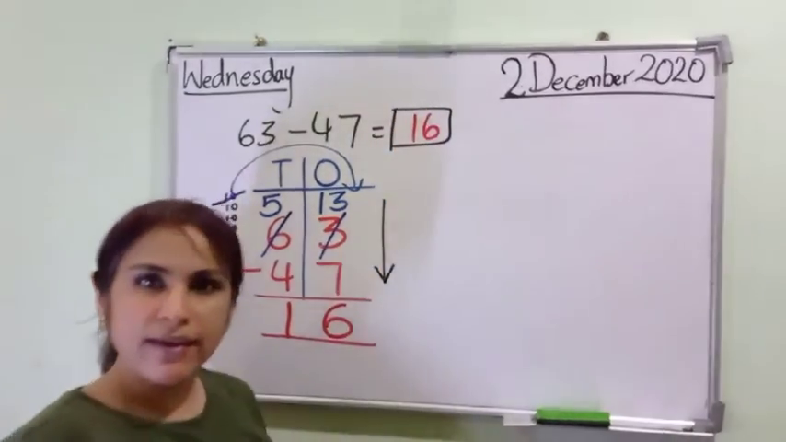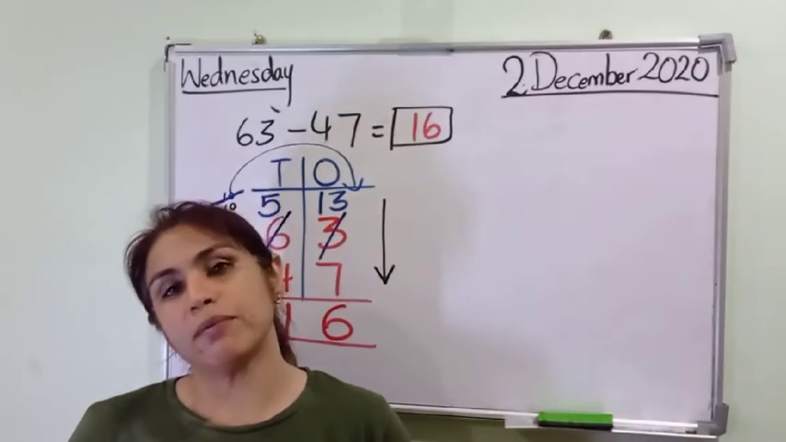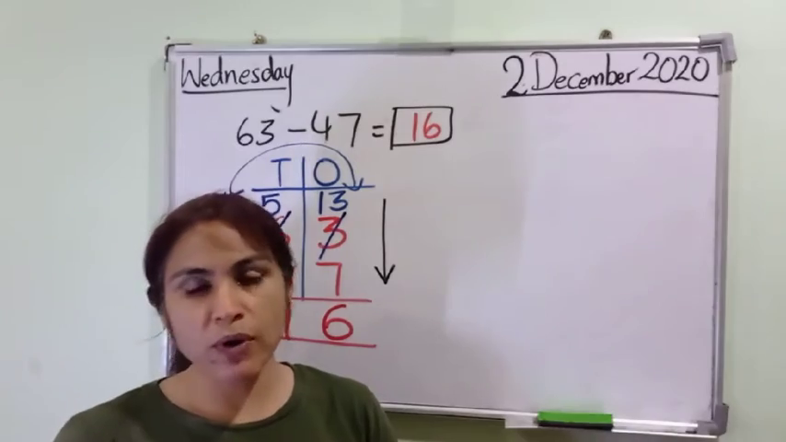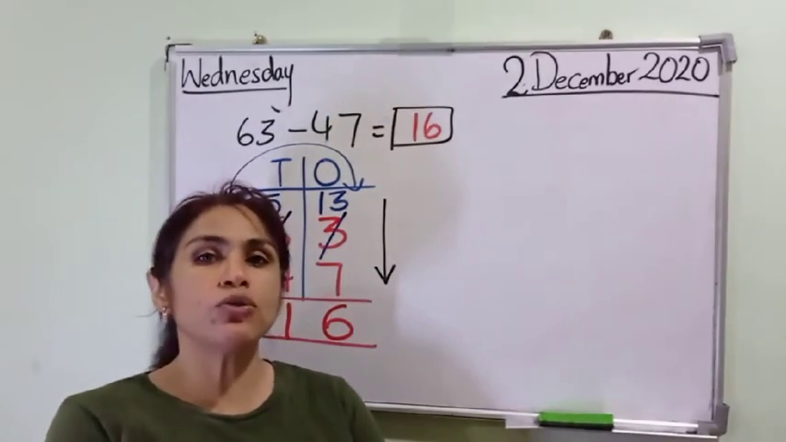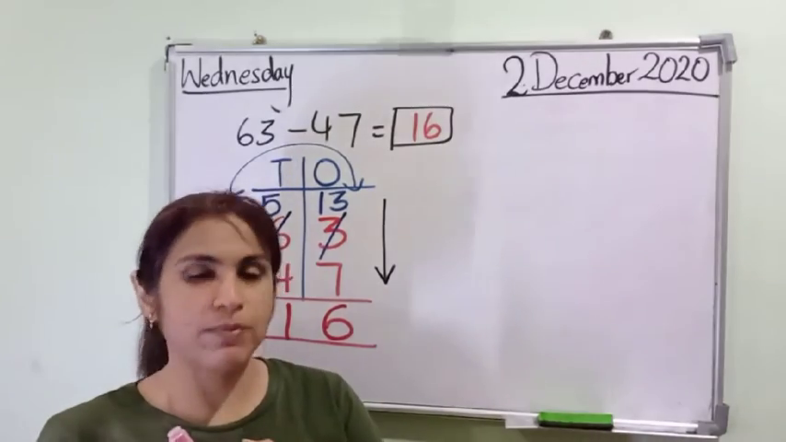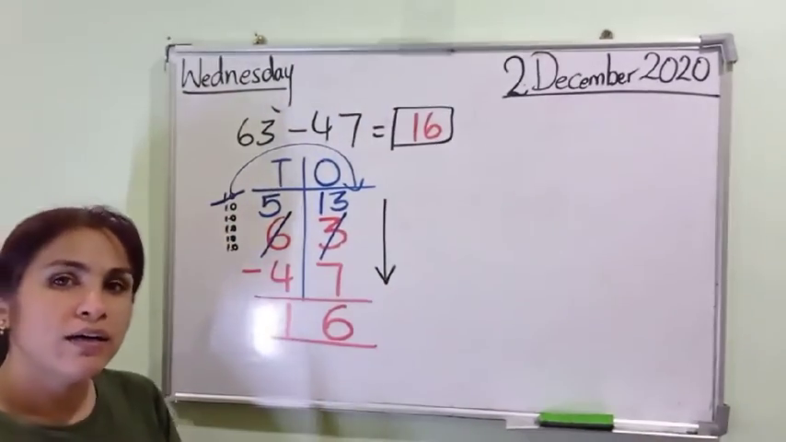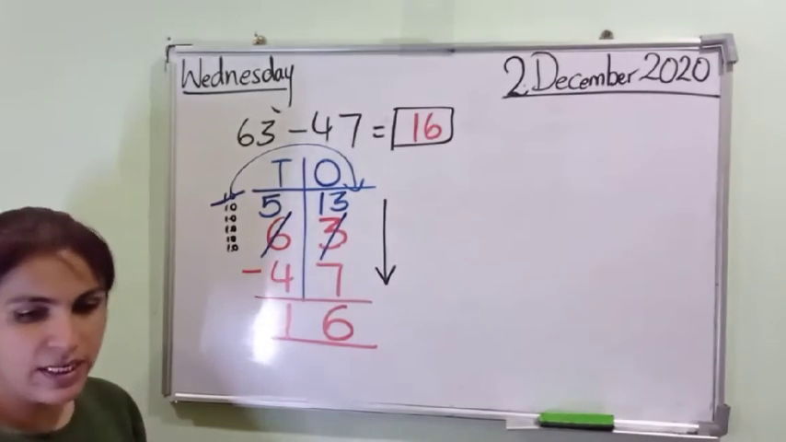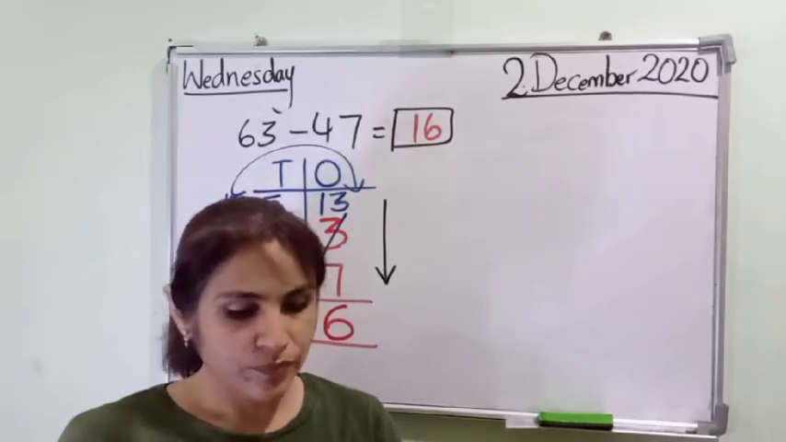16. Okay, I understand this is something new for you. You might be a bit confused, but don't worry. Remember, in subtraction, you need to borrow from tens place because you do not have a bigger number in a ones place. Okay, now go to page number 47.